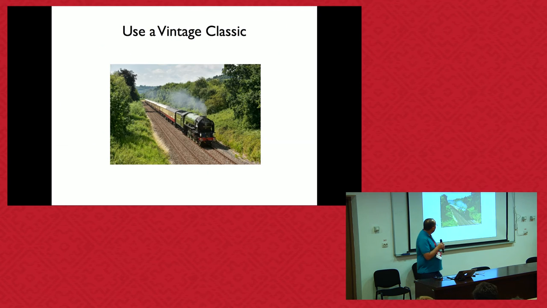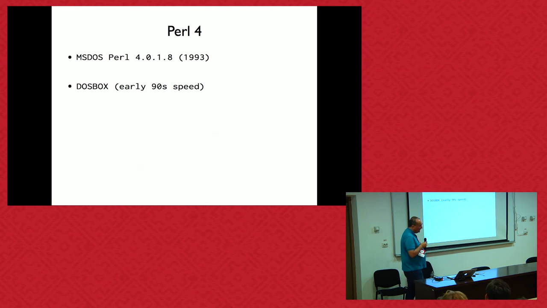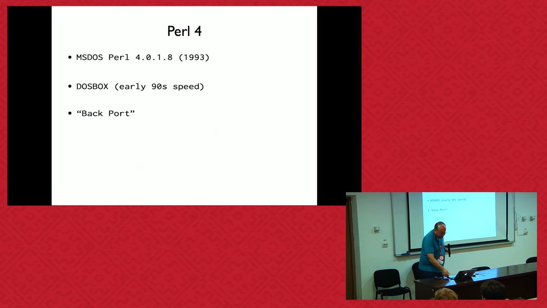I went off on a bit of a tangent here, so I decided to use a vintage classic and take the Perlygot thing one step further, which is using Perl 4. This is running under MS-DOS, running under DOSBox. DOSBox is intended for game emulation. It's something like a 16 megahertz early 90s DOS machine. And the porting, which I put in scare quotes, just of course means removing my.